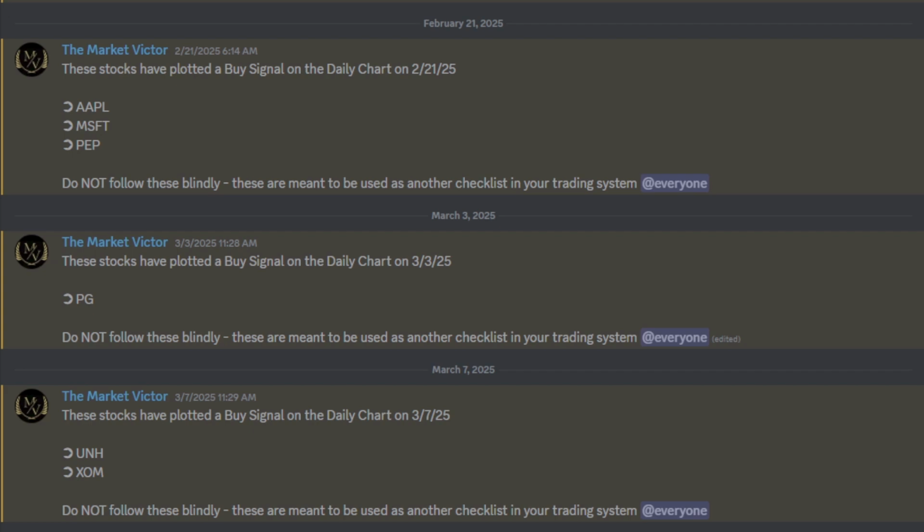So the idea is that if you see a buy signal in a stock that you are already looking at and considering to sell a put on, you could take action when you see that buy signal, sell a put, and then have an expiration of 1 to 2 weeks on it. And that way, perhaps you'll be able to increase your win rate and time your trades better.